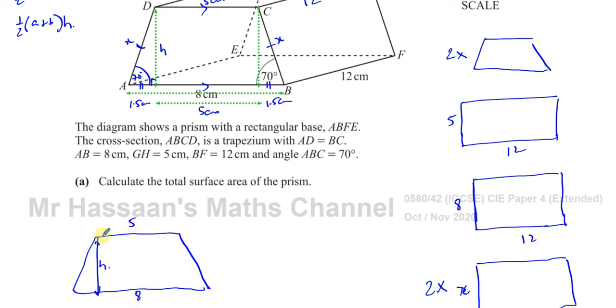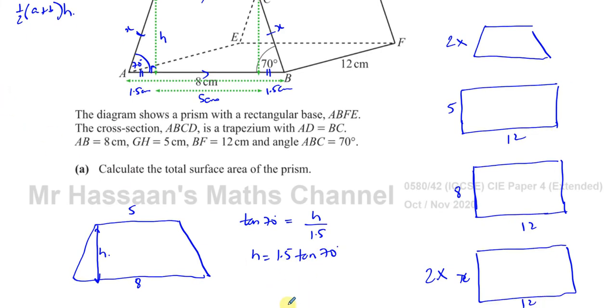So to find what h is, we can use the fact that you have this right angle triangle, and we can say from this triangle that the opposite over the adjacent is the tangent. So we can say the tangent of 70 degrees is equal to what we call the height over 1.5. So the height is 1.5 times the tangent of 70 degrees. Okay, now we could leave an answer like this, or we can round it.